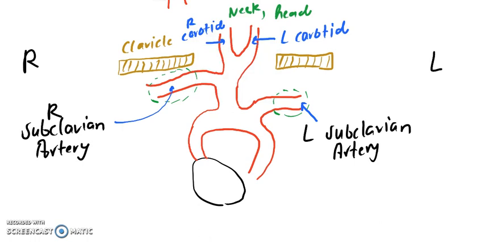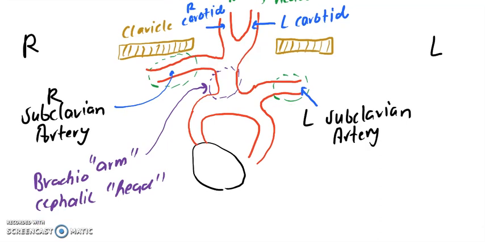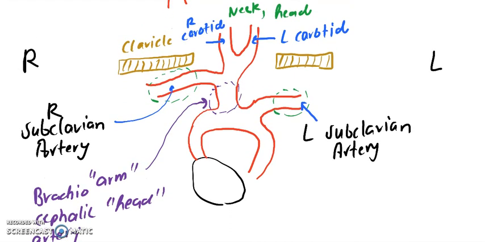So let me use a different color. So this little chunk here, it also has a special name, and we can see that this branches off to an arm, which is the right subclavian, also branches off to the head. Another way to say that would be brachio, which means arm, and then cephalic. This means head. So this little chunk up here, this little part of the pathway, we can call this the brachiocephalic artery. Brachiocephalic artery. And then it branches off into what you see up here.